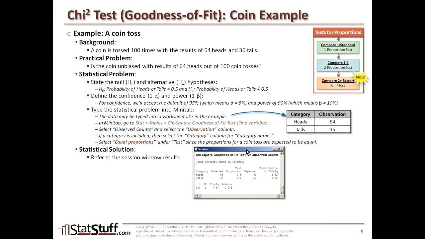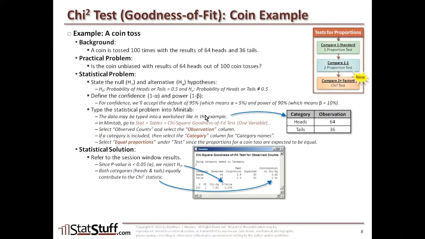Since there's two categories, we're expecting equal proportions in each, which is a 50-50 chance. So we're going to select equal proportions for this. The solution we'll see from Minitab is going to look like this in the session window, and what we're going to look for is the p-value. In this case, the p-value is 0.005, or 0.5%. That means there's a very small amount of risk of us being wrong if we claim a difference. So we're going to reject the null hypothesis. By rejecting the null hypothesis, we're accepting the alternative hypothesis, that the probability of heads or tails is not equal to 50% as we might have normally expected.